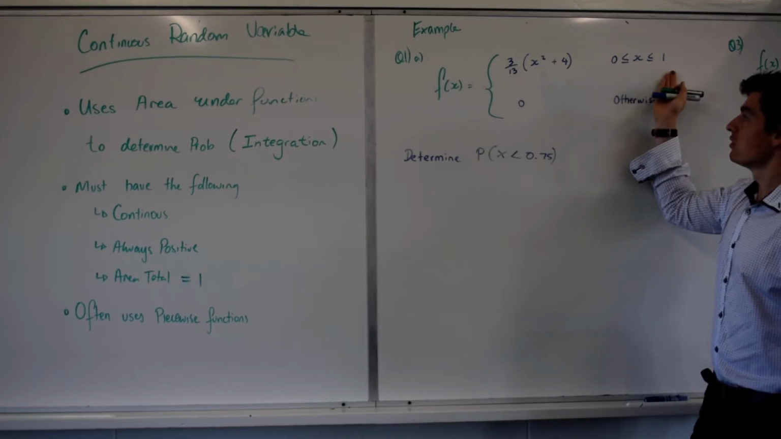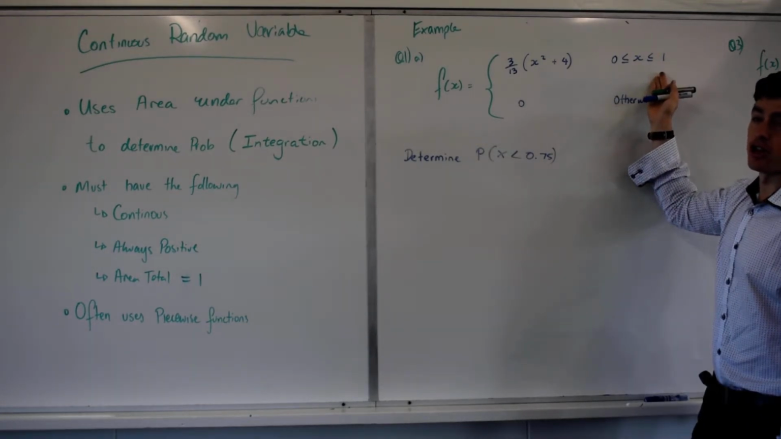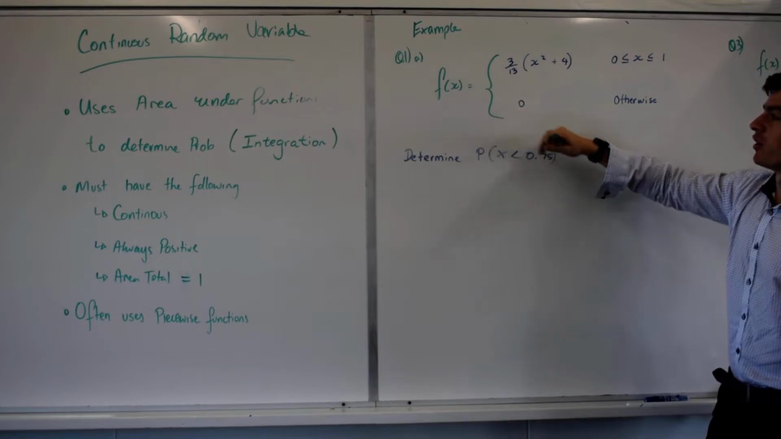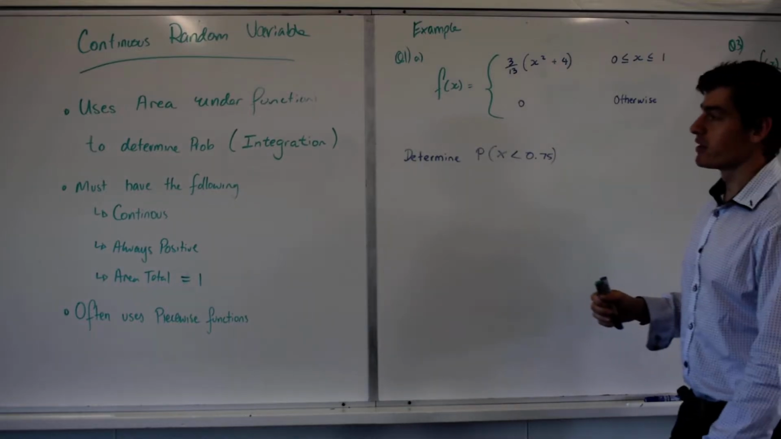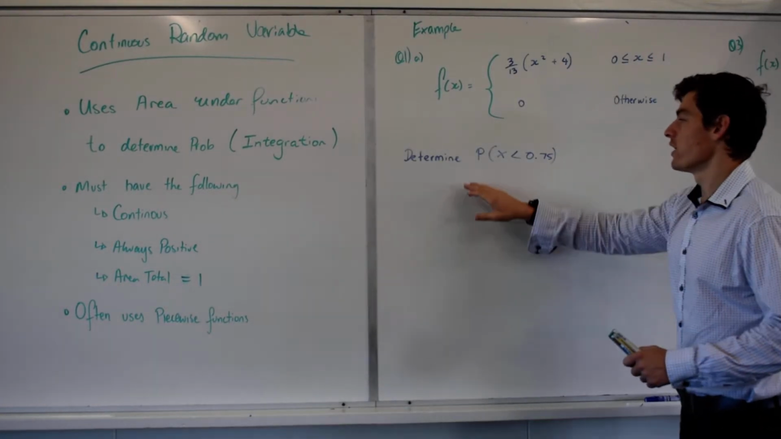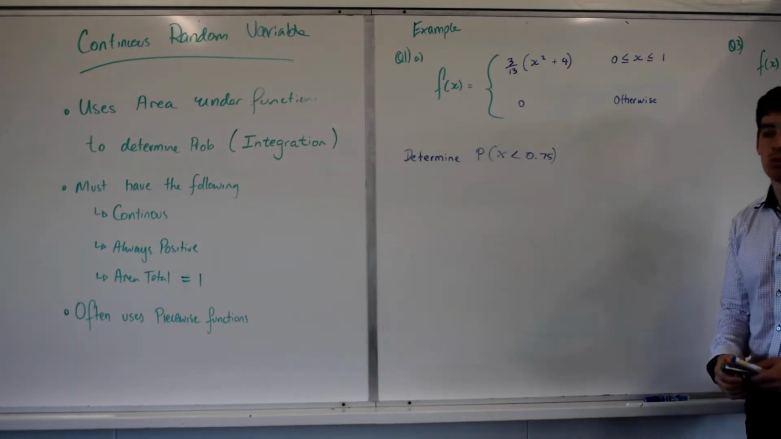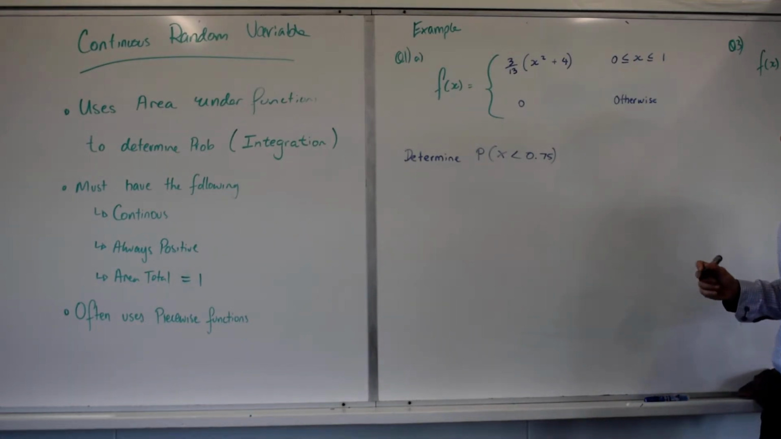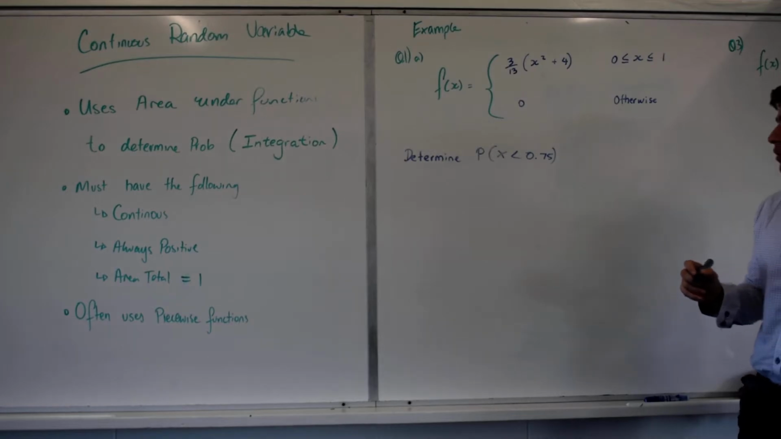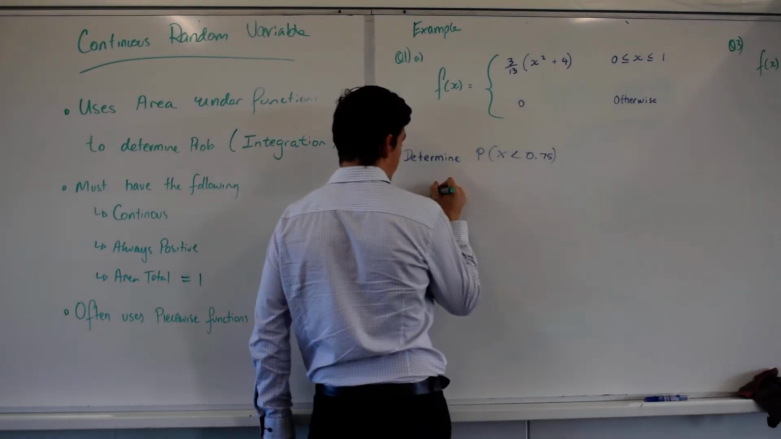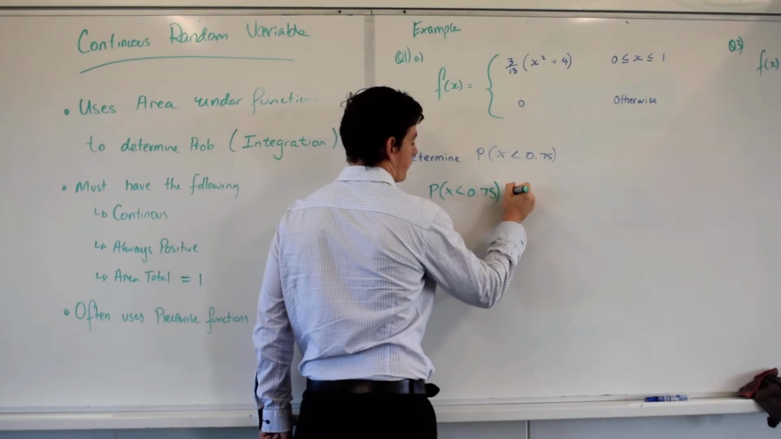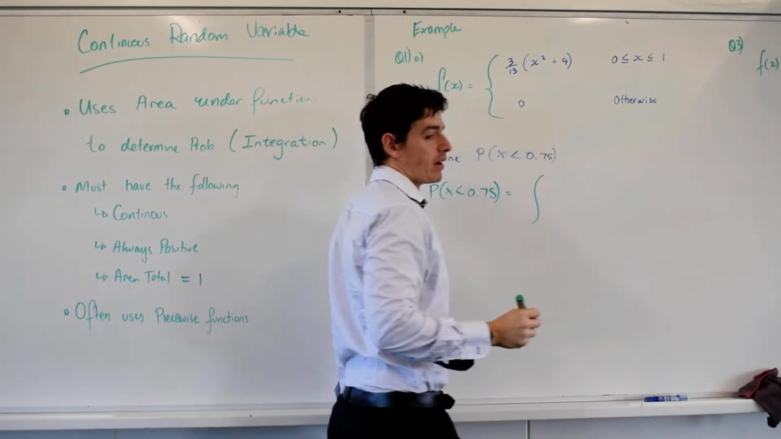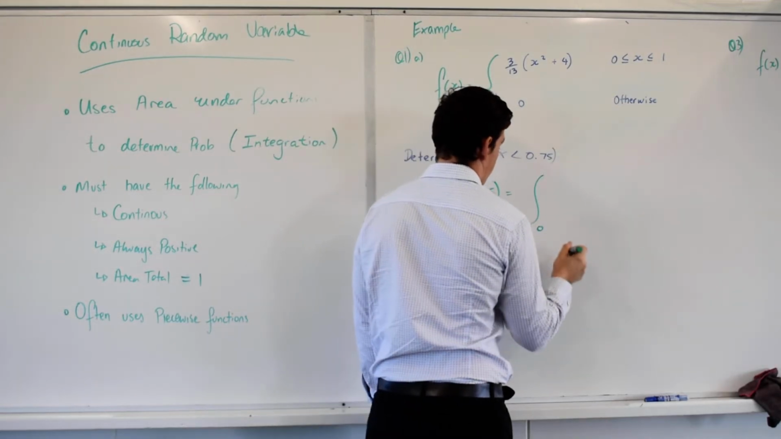in this domain. We don't need to determine that it's a continuous random variable because the question states that it is. So all we have to do is determine the probability when x is less than 0.75. If I wanted to do that, how would I set that up? What operation am I using? Integration. What's my lower bound? 0. What's my upper bound? 0.75.